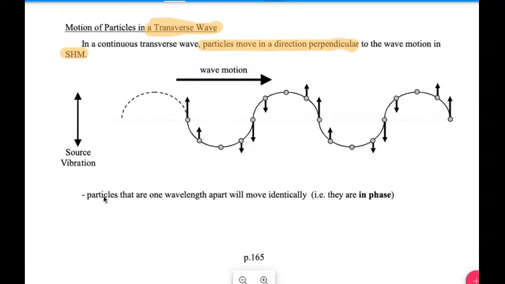So if they're one wavelength apart, they'll move identically. That's another very important concept we need to keep track of, and we call that particles that are in phase. So this guy is in phase with this guy, and as it goes down, so will this one, right? And this one is in phase, not with this one, but with this one, because at this point in time, they're moving down with a smaller velocity.